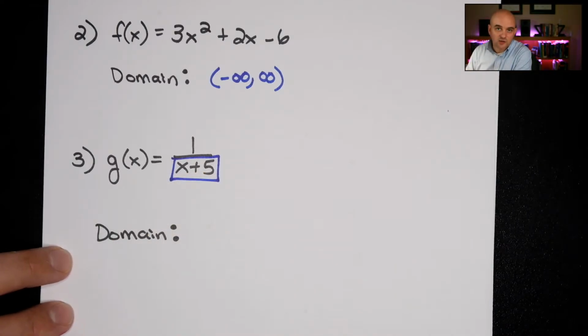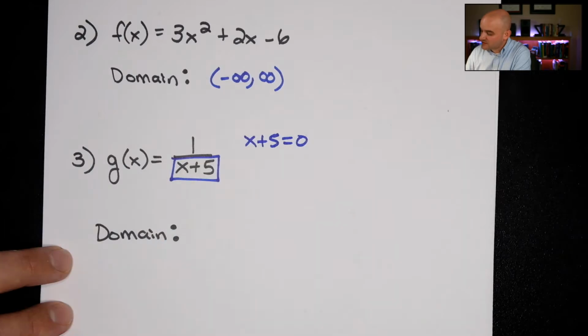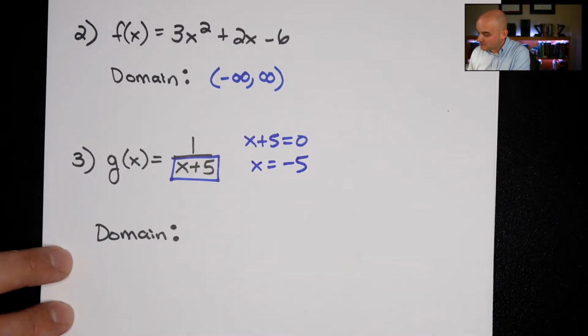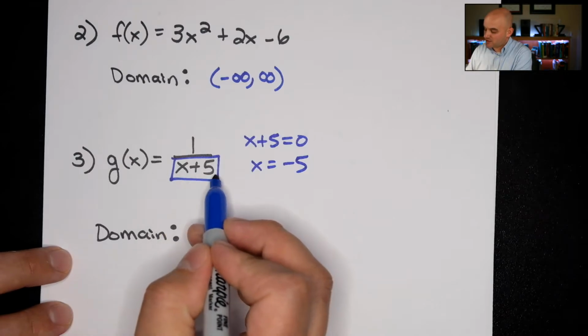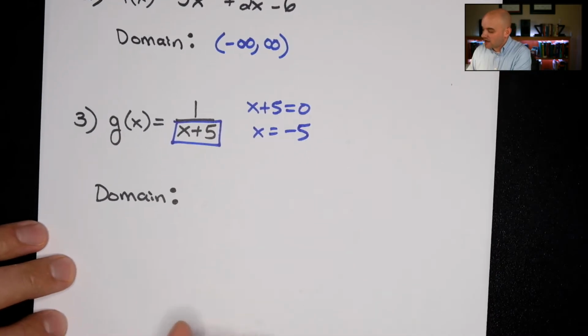So what value of x will make x plus 5 equal to 0? Let's write it out. x plus 5 equals 0, and solving for x, you get x equals -5. And that makes sense. If I put -5 in, I get 1 over 0, and that's an issue. So let's make sure that x can't equal -5. That's what we need to write out.